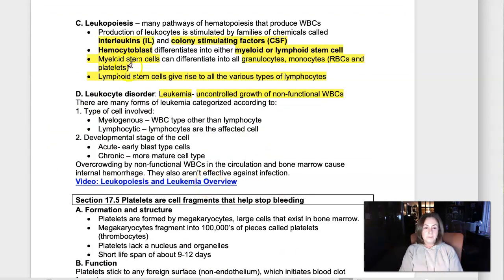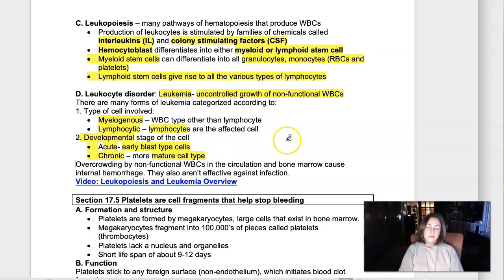So to jump back to my notes, there are two types of leukemia. Myelogenous leukemia, that would be not a lymphocyte, and then lymphocytic leukemia, where the lymphocyte is involved. So with myelogenous leukemia, you're looking at something other than the lymphocyte. And then the developmental stage also goes into it. If it's a blast stage, like an early stage, that's growing out of control, that's what people call acute. Chronic would be the mature cell type is the one that's growing out of control.